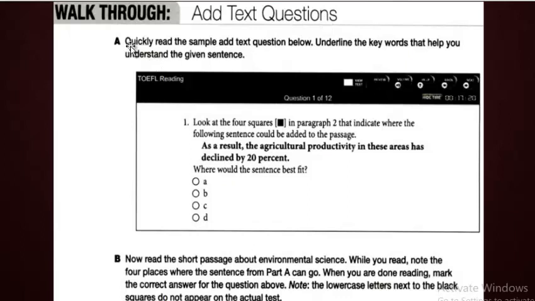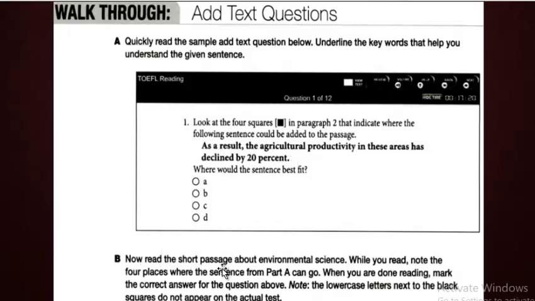Add text questions. Activity A. Quickly, this is an adverb. Quickly read the simple add text questions below. Read the question here. Underline the key words that help you understand the given sentence. Alright? So divide them in many pieces.